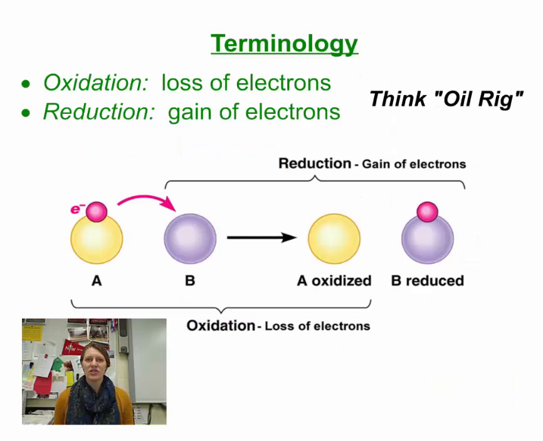So here's that terminology for you again as just a reminder. And you can see in an equation here, if we got element A and element B as our reactants, if element A loses an electron to element B, then when we look at the product side, we can say that A was oxidized. It lost electrons. And we can say that B was reduced because it gained electrons from the reactant side.